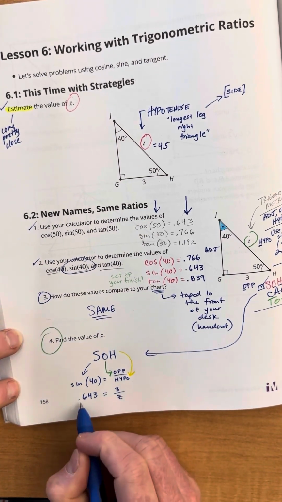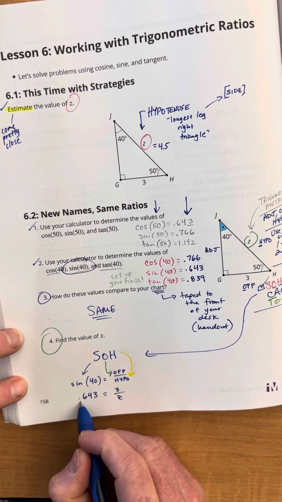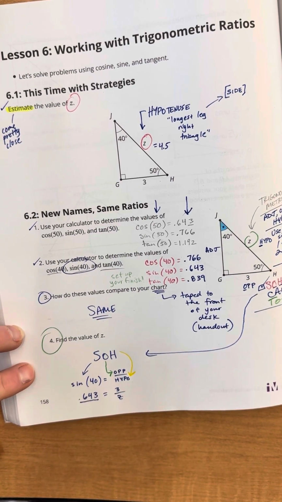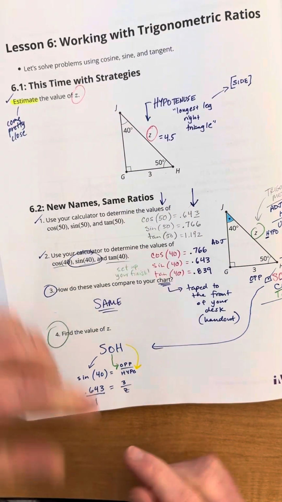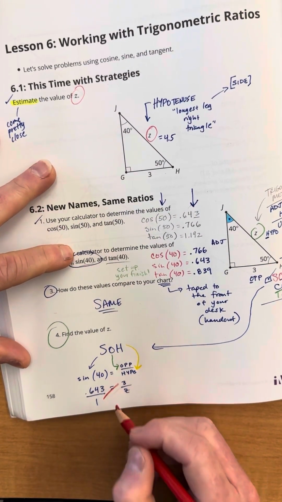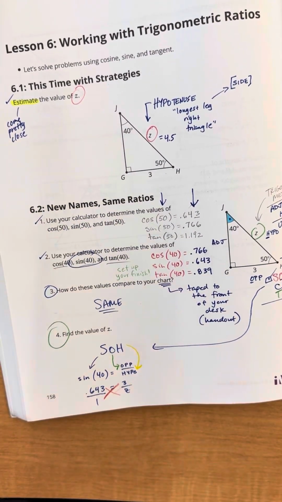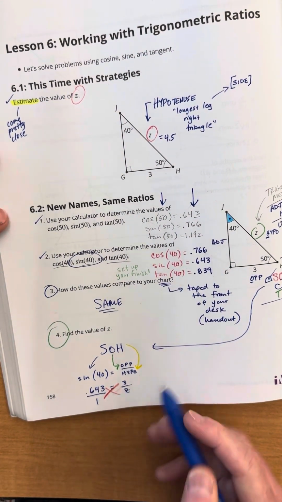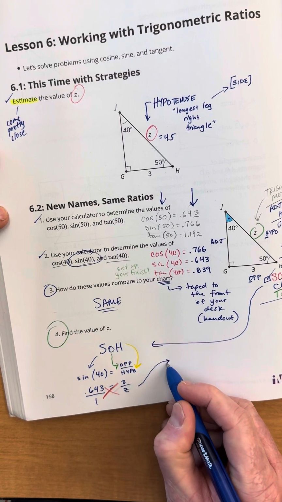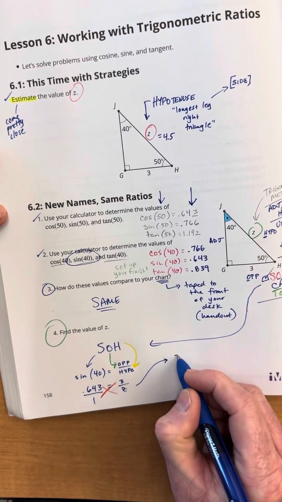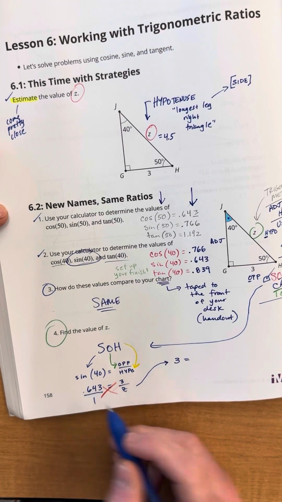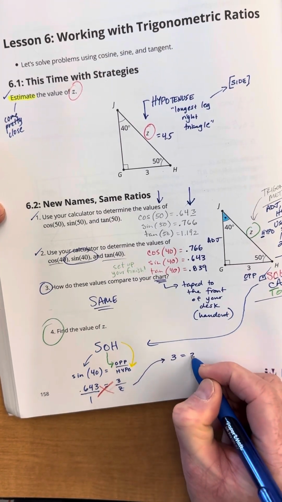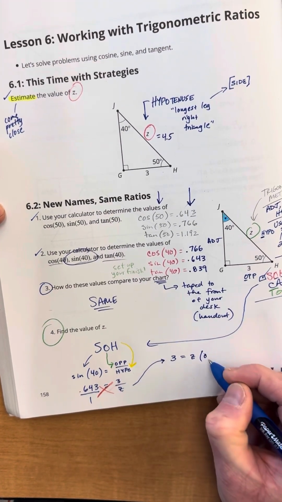Now you've got a floating decimal right here. Floating decimal. Put a 1 underneath it. Cross multiply. Oh, my red broke. Oh well. We're going to go over here. 3 times 1 is 3. That will equal Z times 0.643. Write it down. Trust me.